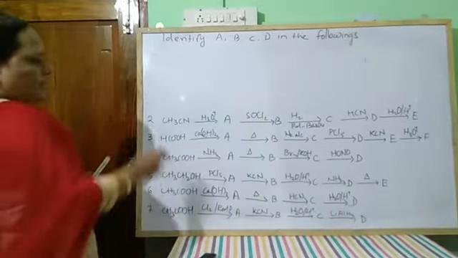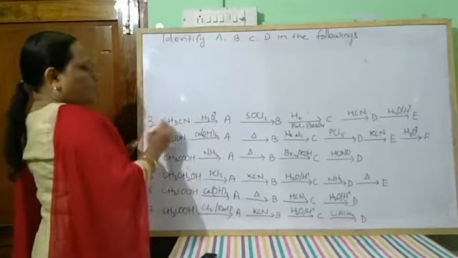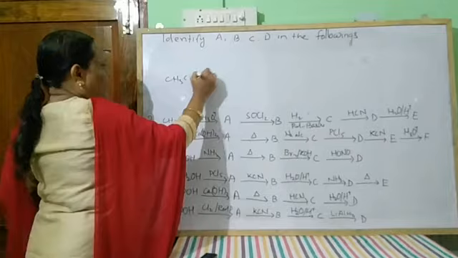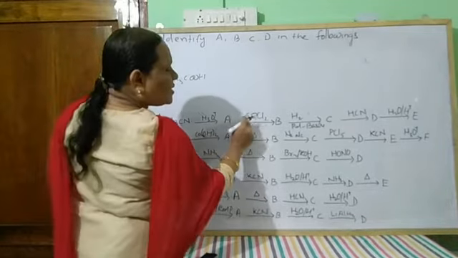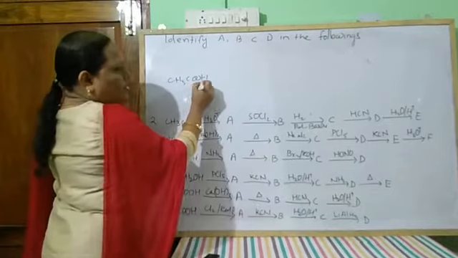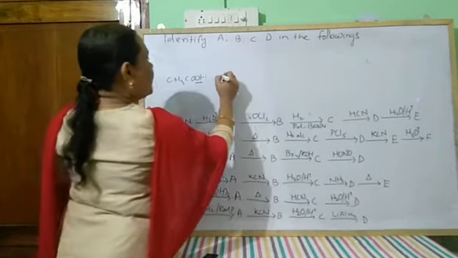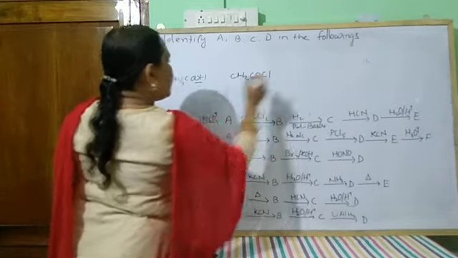So methyl cyanide, again the cyanide undergoes hydrolysis with H3O plus. So this CN group is converted to carboxylic acid. The carboxylic acid reacts with SOCl2, releasing hydrogen chloride. The OH group is replaced by chlorine. It gives you acid chloride.